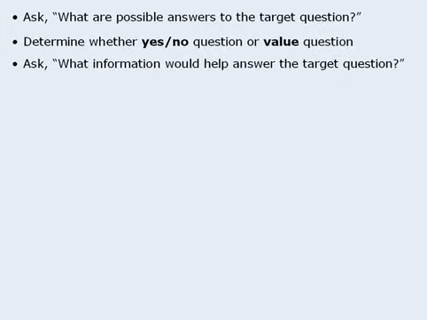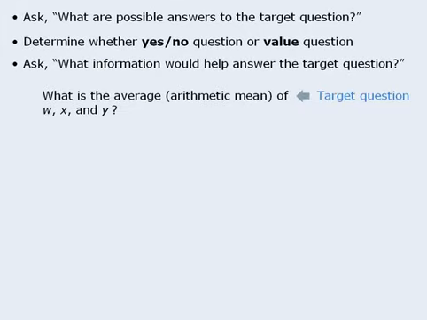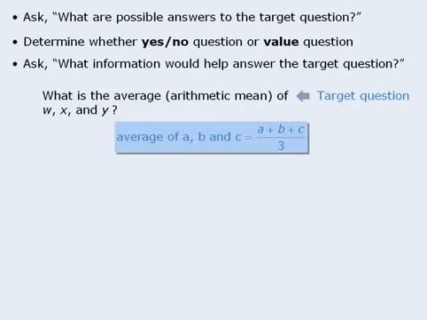sufficient. For example, this target question asks, what is the average, or arithmetic mean, of the numbers w, x, and y? So what information would be useful to help us find the average of three numbers? Well, since the average of three numbers is found by adding the three numbers and dividing by 3, it would be useful to know the sum of w, x, and y. If we knew the sum, then we could take the sum and divide it by 3 to find the average. Of course, there are other pieces of information that might also help us find the average.